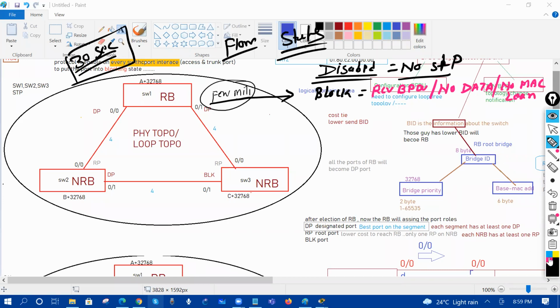Then after that, we have a next state. After spending a few milliseconds in the blocking state, it will immediately move into the listening state. In the listening state, what am I going to do over there? I can exchange the BPDU, but still no data and no MAC learning.